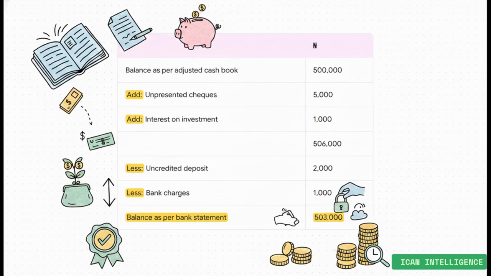Next, we less or subtract items like the 2,000 naira uncredited deposit that's still processing. And we also subtract the 1,000 naira in bank charges. This brings us down to our final figure of 503,000 naira, which absolutely must match the balance shown on the bank statement. This whole process gives us total verification.